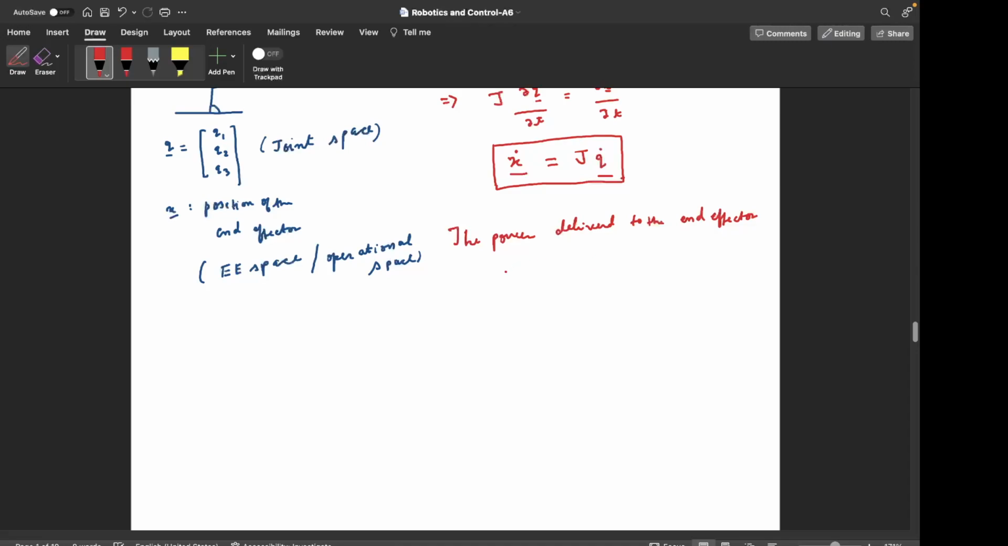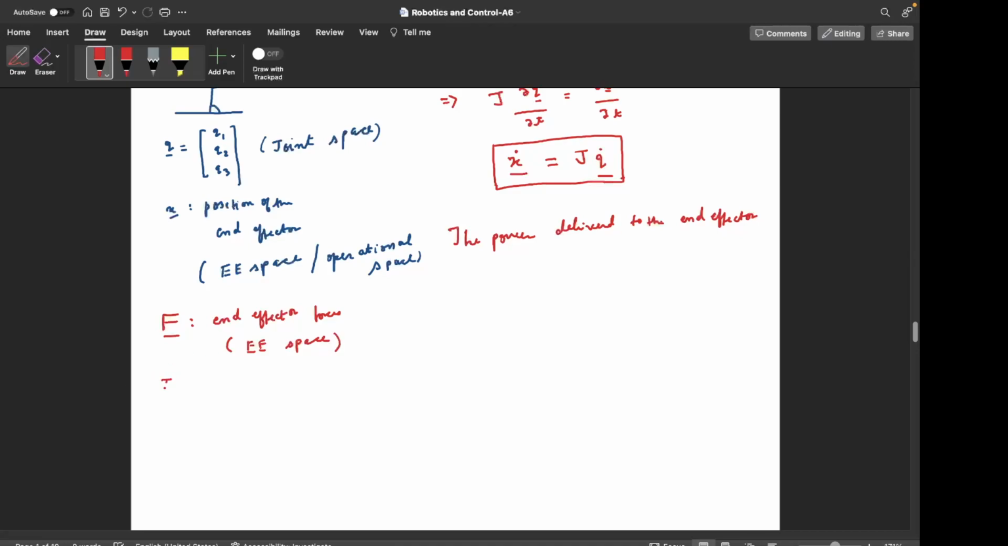Right. So again here, we would use two terms. We would use F, right? So F is the end effector forces in end effector space. So basically you would say that this is in Cartesian space. There would be fx, fy, fz like that, right?